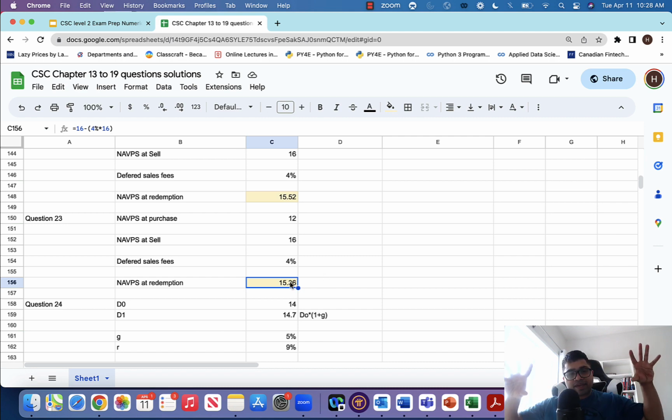So these are the two variations on sales deferred fee. Either the fee can be charged on purchase price, which we did earlier, where fees are charged on $12, or it could be charged on redemption price, where fees are charged on $16. So in the final exam, be very careful what they are doing.